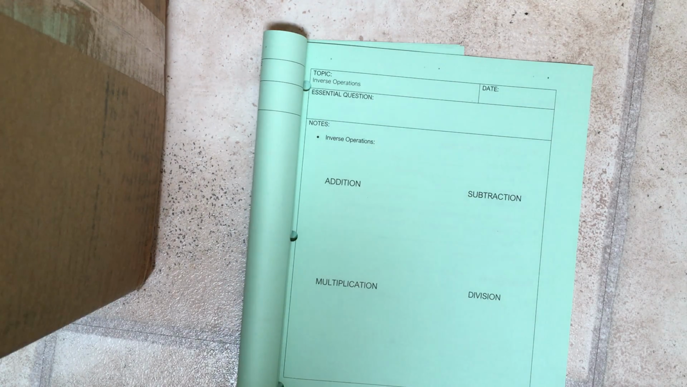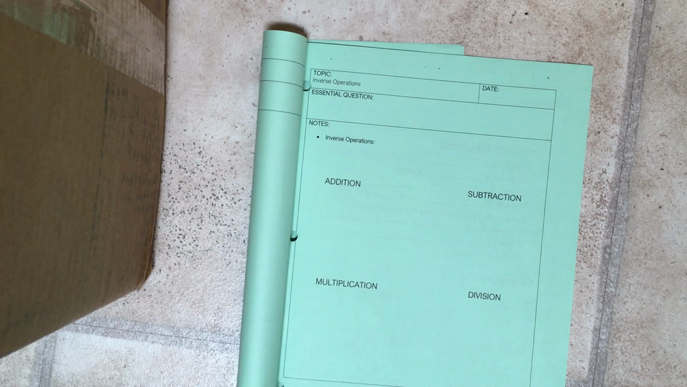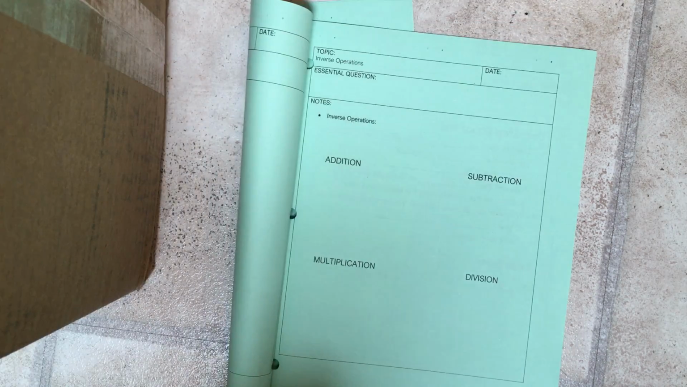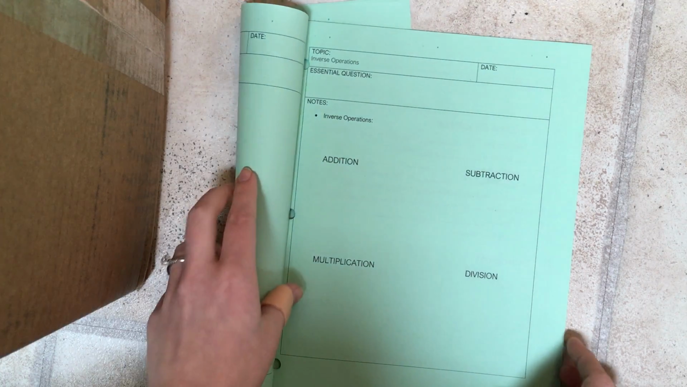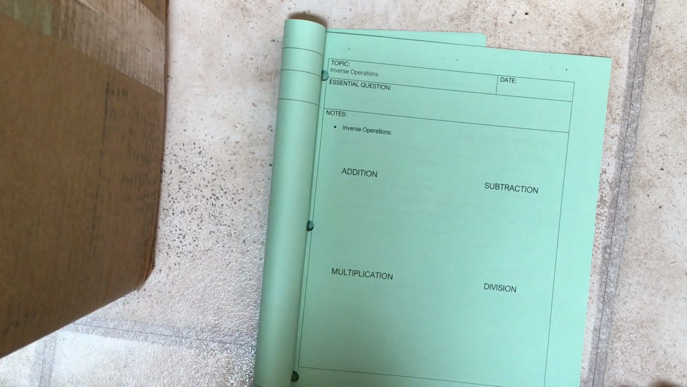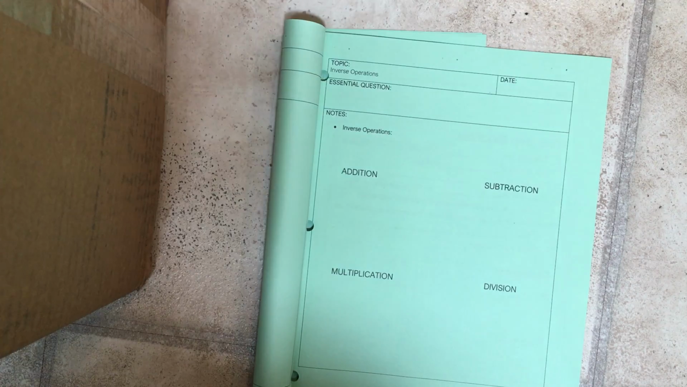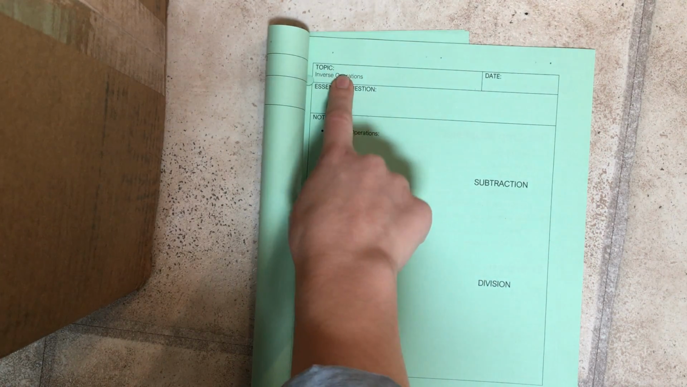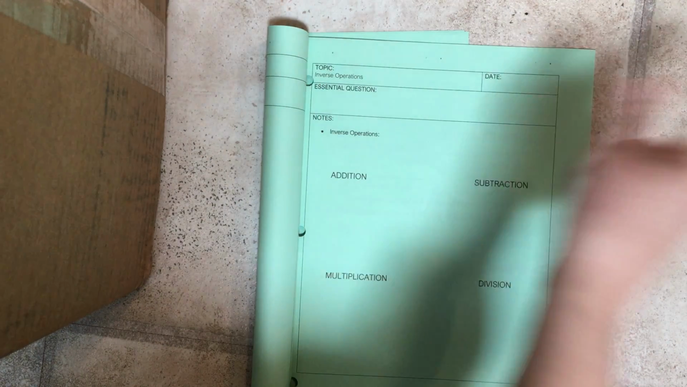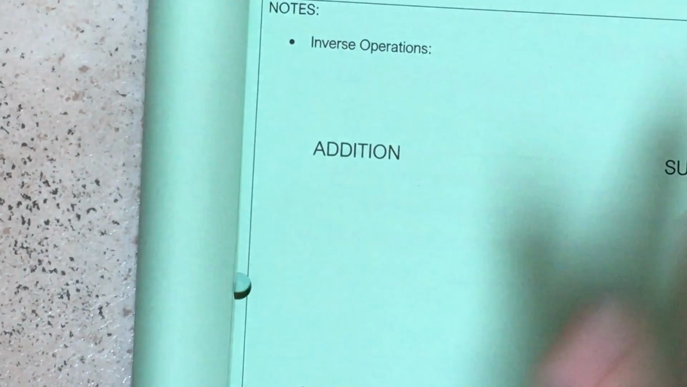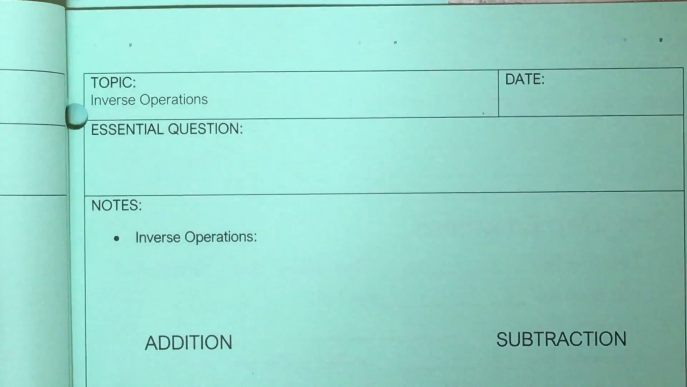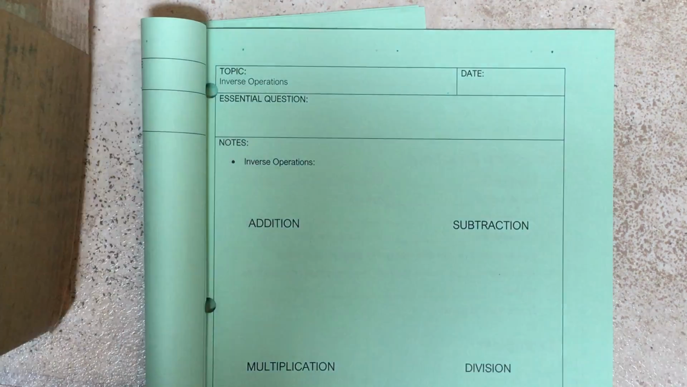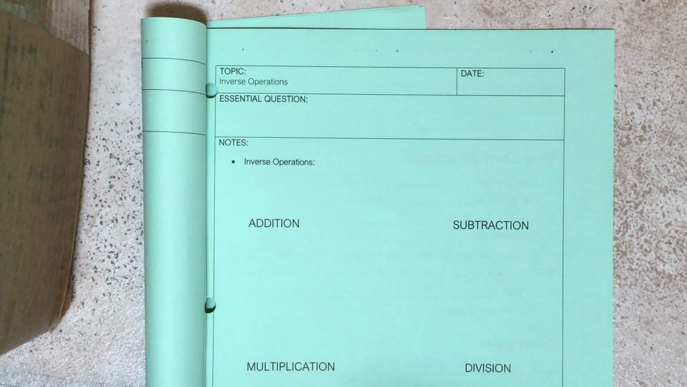We are working on inverse operations today. So we're on page 5 in your notebook. Those of you that are working on lined paper or blank paper, that will work too. So go ahead and put the topic at the top. Fill in today's date. I'll move this around. Oh, that's a little more zoomed in than I want. There we go. And we're going to start off with the essential question.